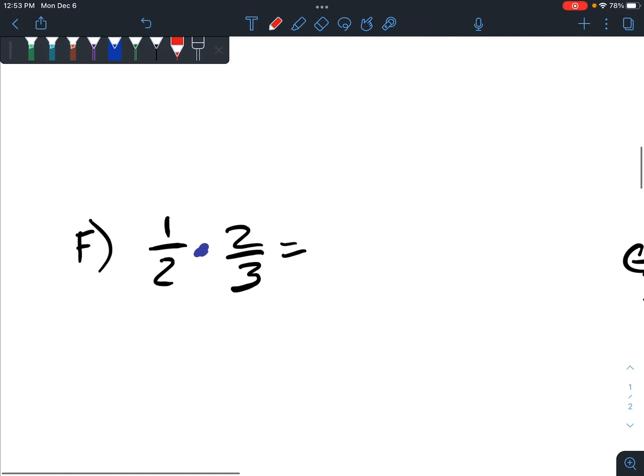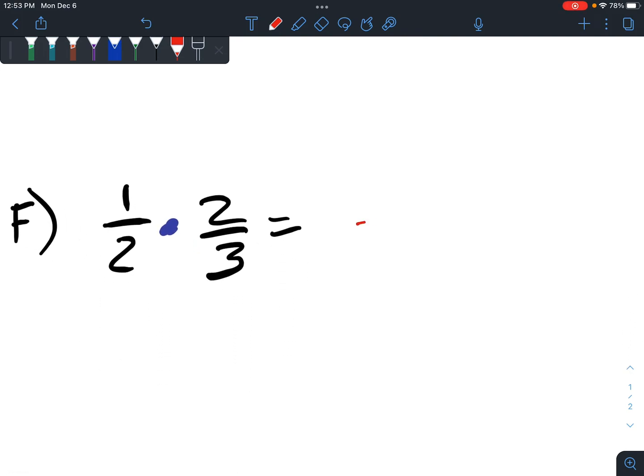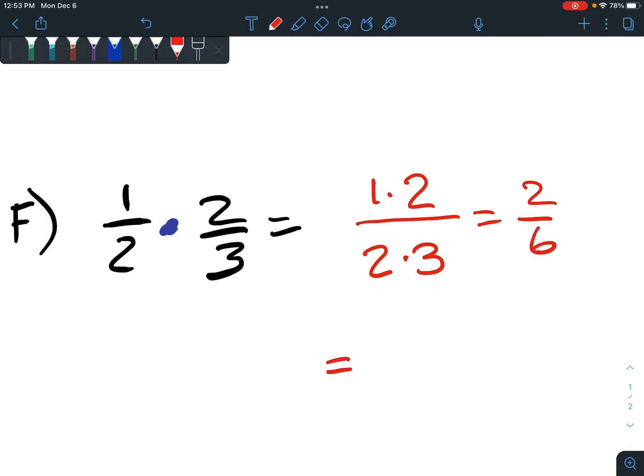Multiplying ratios, possibly the simplest thing to do, because we're just going to multiply the numerators, multiply the denominators. So we get 2/6. Don't forget, reduce your ratios. That was the first problem. Remember? Okay.